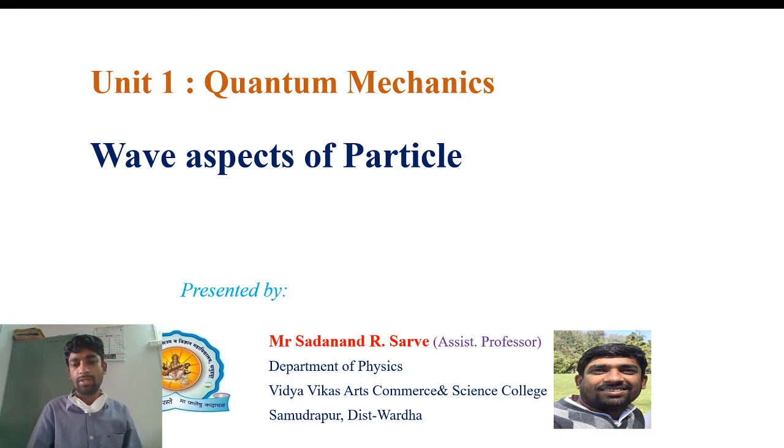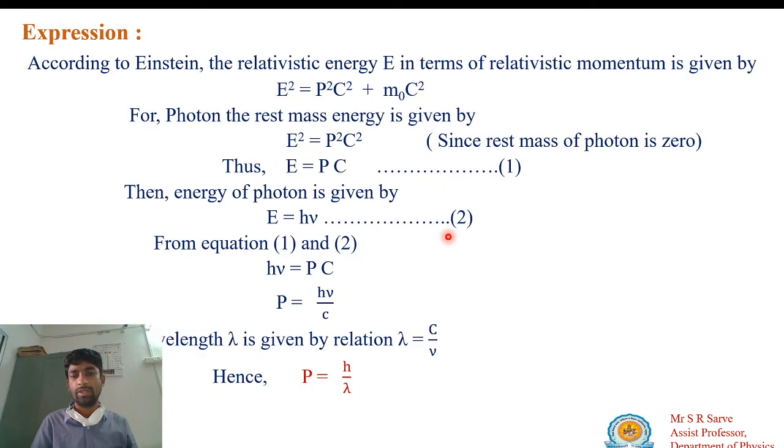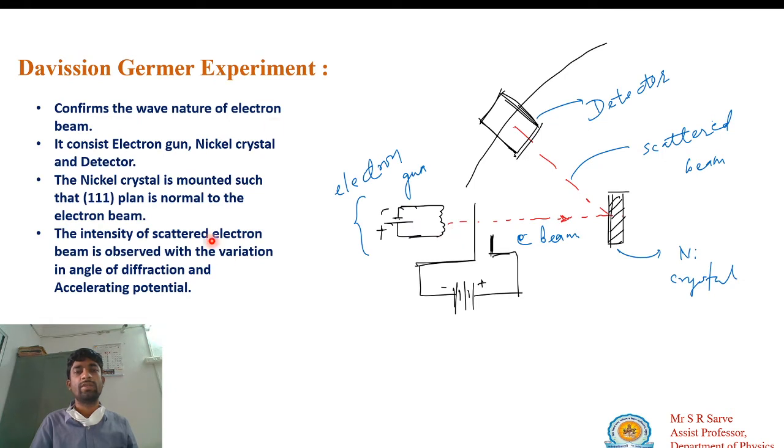In the previous lecture, we have learned about the wave aspect of the particle and about de Broglie's concept of dual nature. That is, the particle has dual nature, wave nature as well as particle nature, and this equation, lambda is equal to h by p. So this hypothesis is confirmed by the Davisson-Germer experiment.